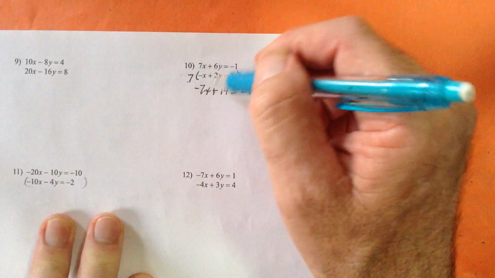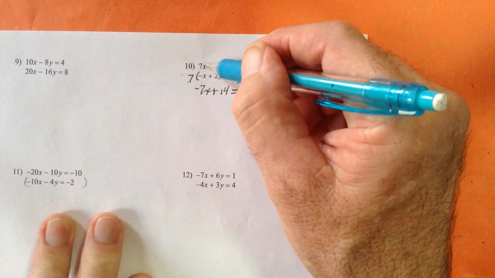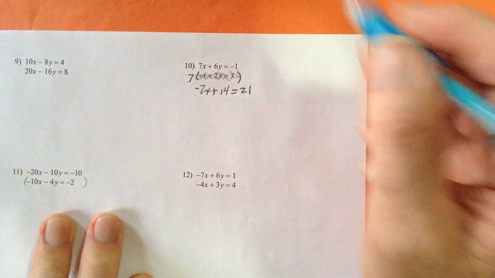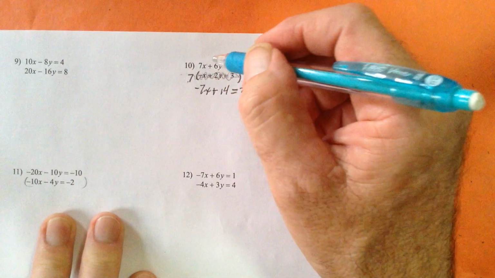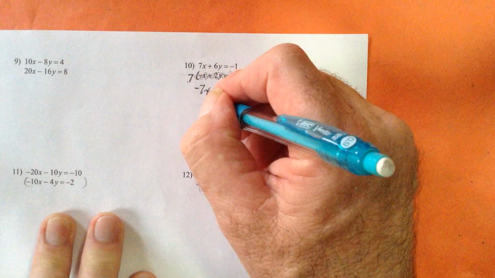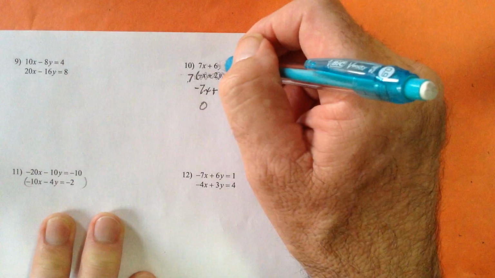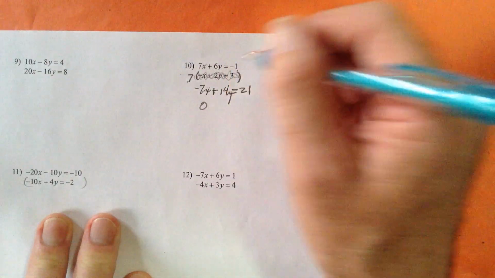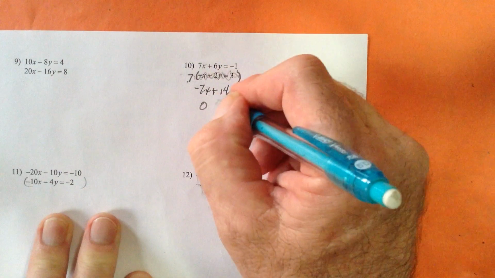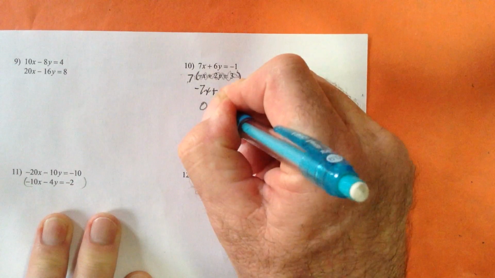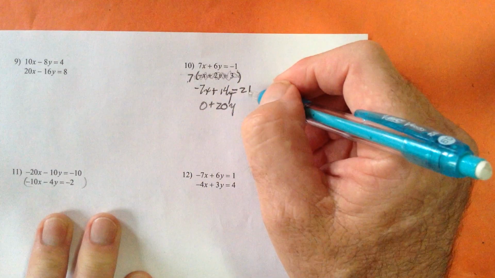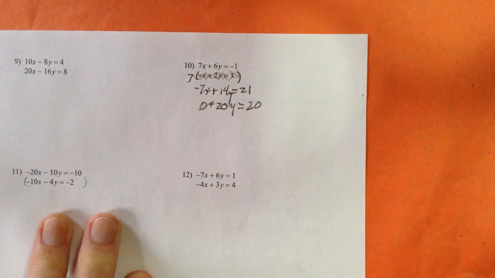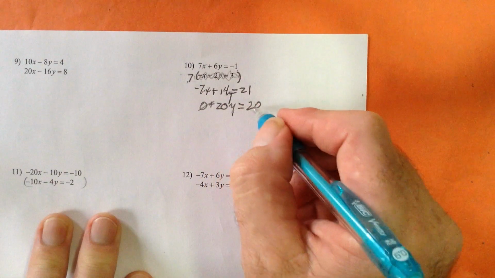So now, if I do that elimination, I'm just going to lightly cross that out so I can erase it later if I need to. Here, 7x minus 7x, now that's eliminated. And then 6y plus 14y is going to be 20y. And then negative 1 plus 21 is going to be a positive 20. So therefore the x is gone, and now I have 20y equals 20.